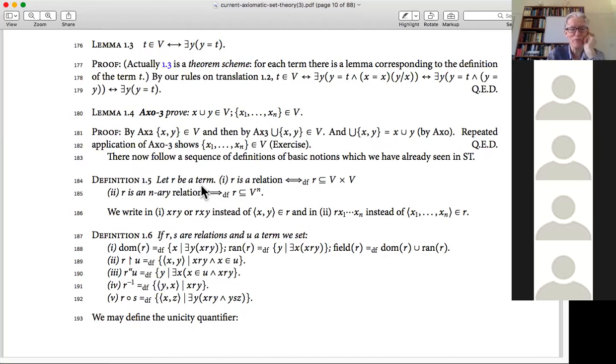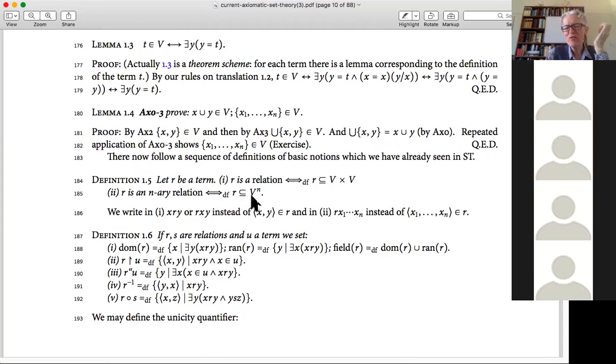Sorry, it's a class of ordered pairs. R could be a class term here. And this is what this Cartesian product is. It's the class of ordered pairs where the first thing is a set and the second thing is a set. An n-ary relation is something that's contained in V cross V, n times.